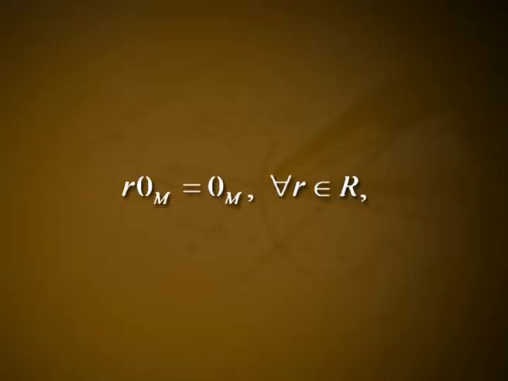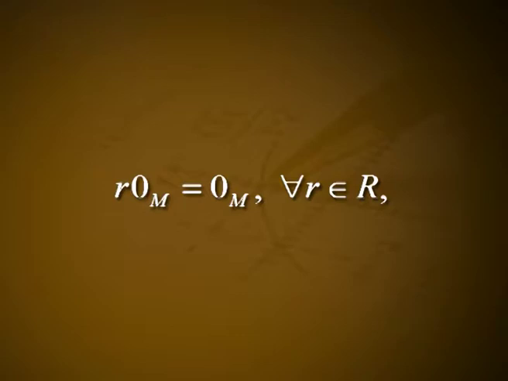Example 2. Let R be a ring and M be an additive abelian group with the identity element 0_M. If the scalar multiplication is trivial, that is rm is equal to 0_M for every r in R, m in M, then the left R module M has a trivial module structure. Example 3. If M is equal to {0_M}, the trivial group, whatever be the ring R, the left R module M with the scalar multiplication r 0_M equal to 0_M for every r in R is called the zero module over R.